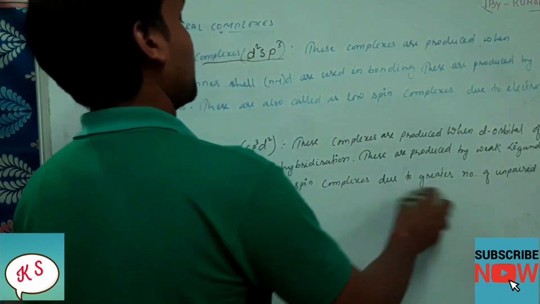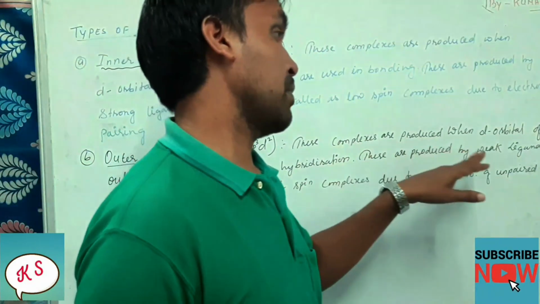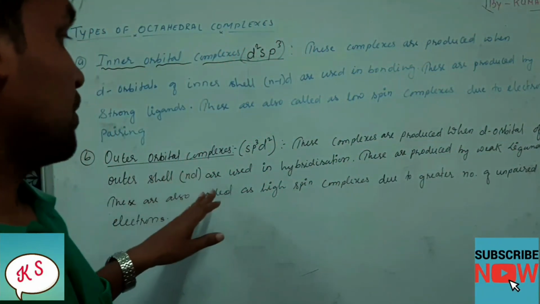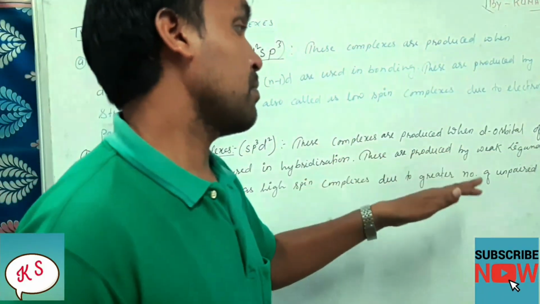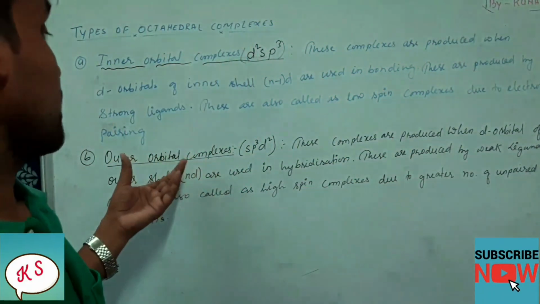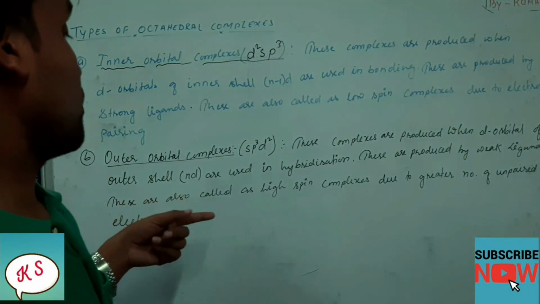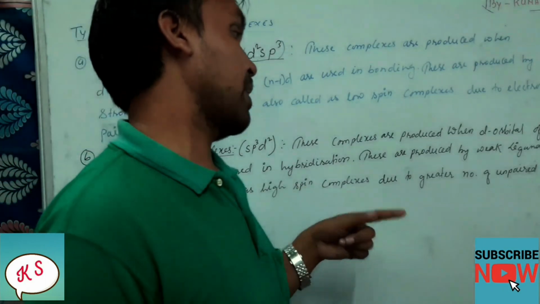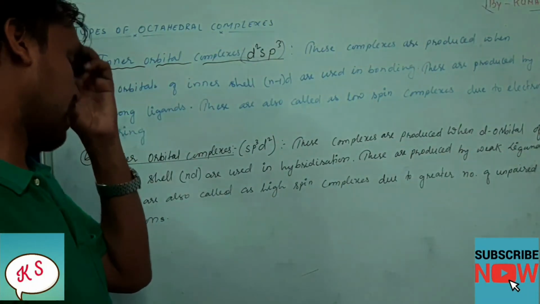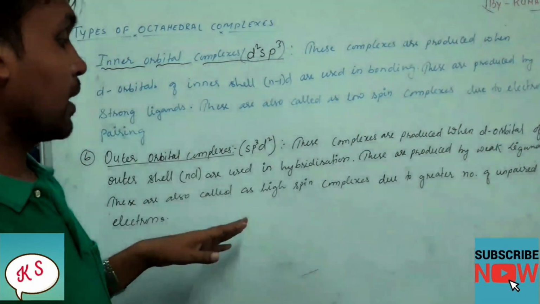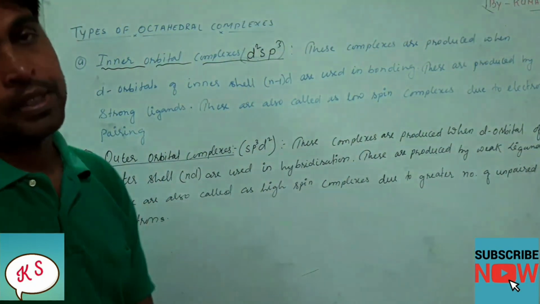So the second one we are going to discuss is outer orbital complexes. These complexes are produced when d orbitals of the outer shell, that is nd, are used in hybridization. These are produced by weak ligands. So these outer orbital complexes are formed by weak ligands. These are also called high spin complexes due to the greater number of unpaired electrons, okay.